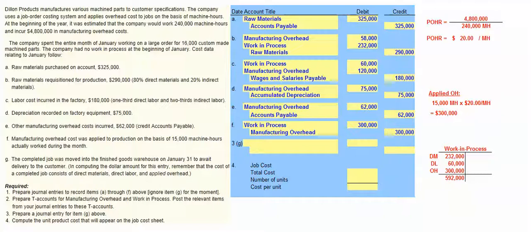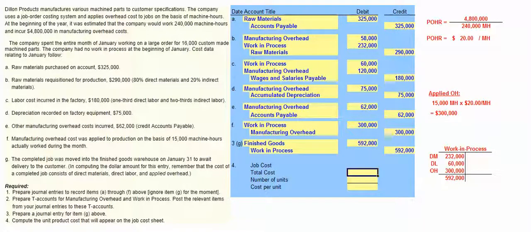So as we transfer this job from work in process to finished goods, we want to take the costs out of work in process and put them into finished goods. We'll do this with a debit to finished goods for $592,000 and a credit to work in process for $592,000.